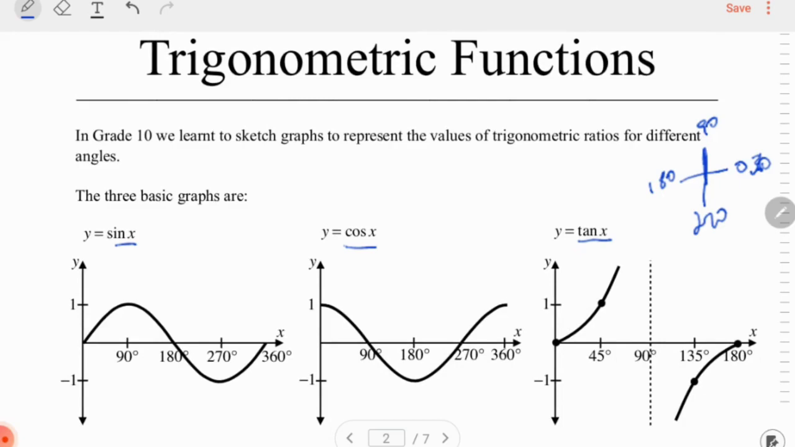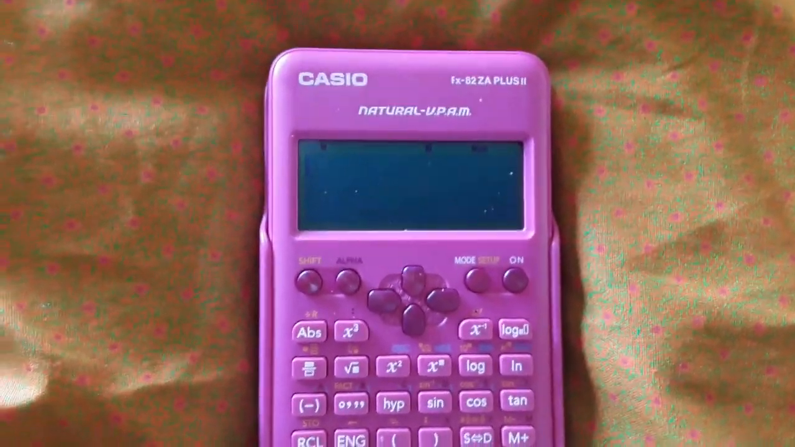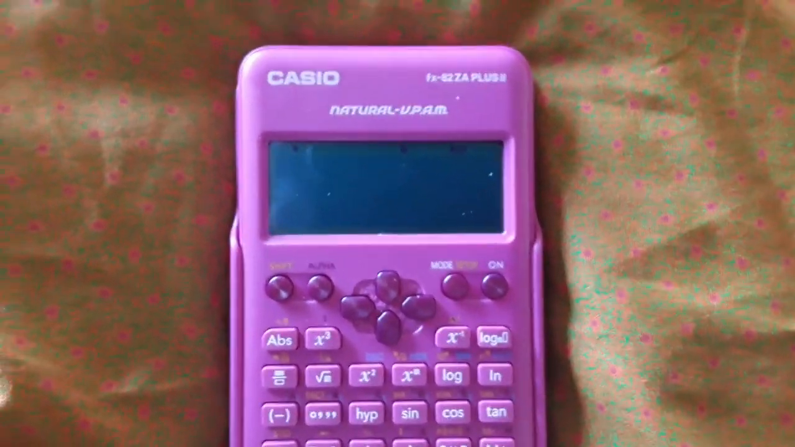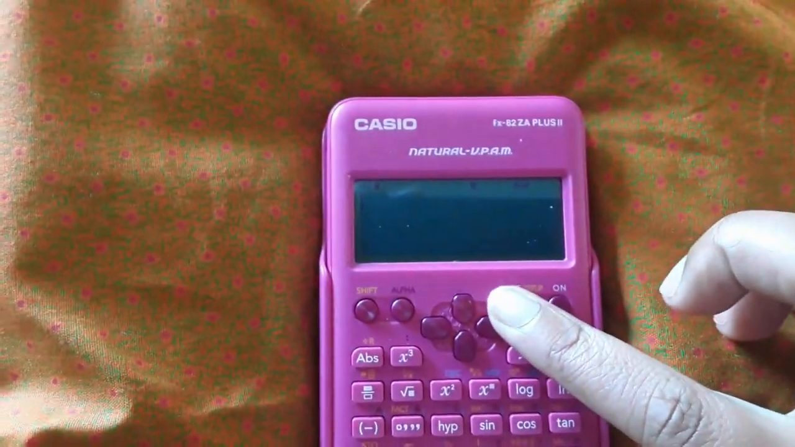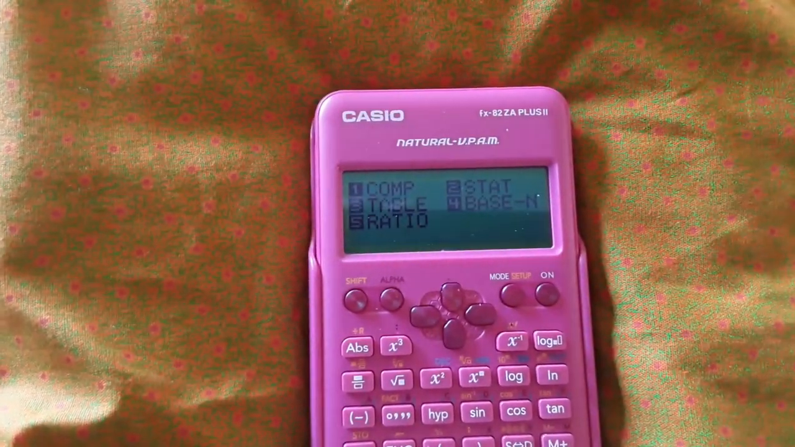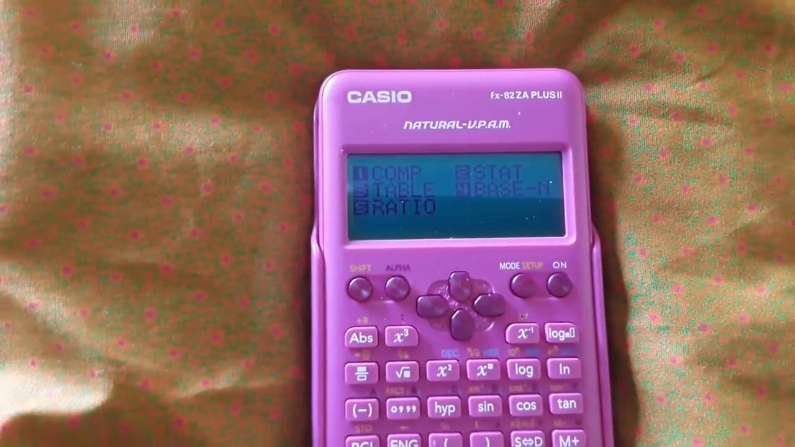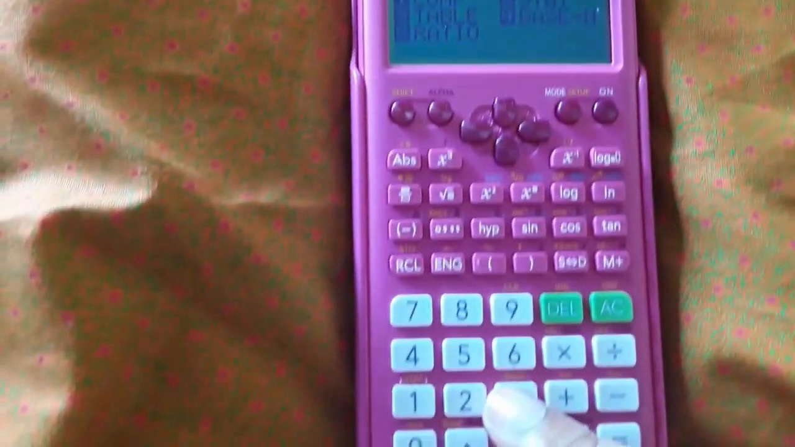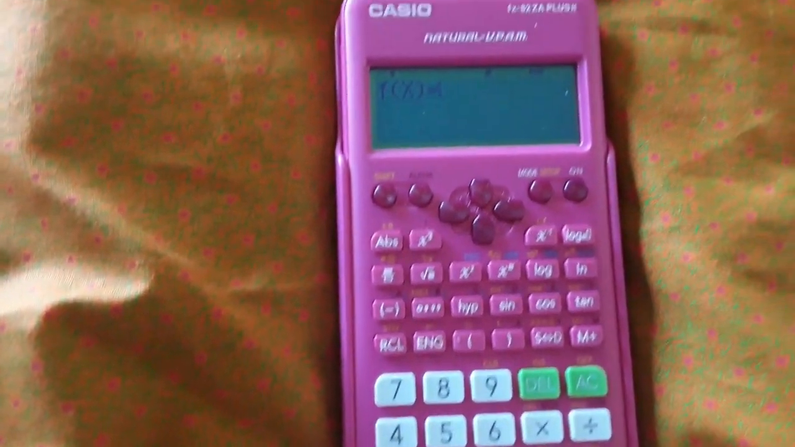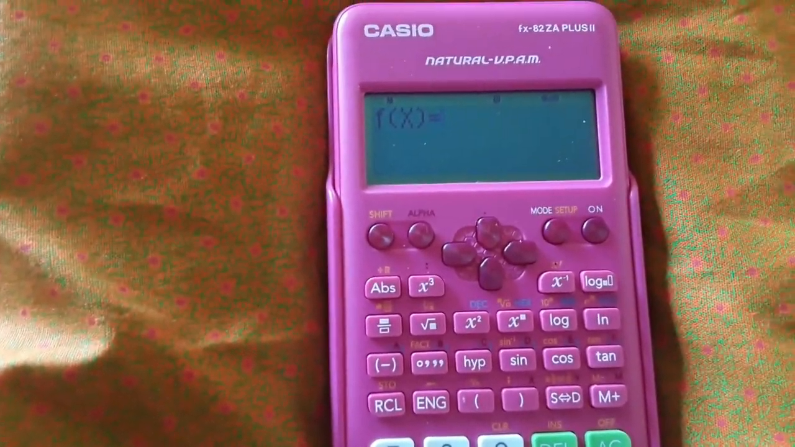Next, I'm going to show you how to create a table on your calculator. On a Casio calculator, the first thing you do is go to Mode. You will see that number 3 is Table. That's what we want, a table form. So I will click on number 3, and then we get f of x.